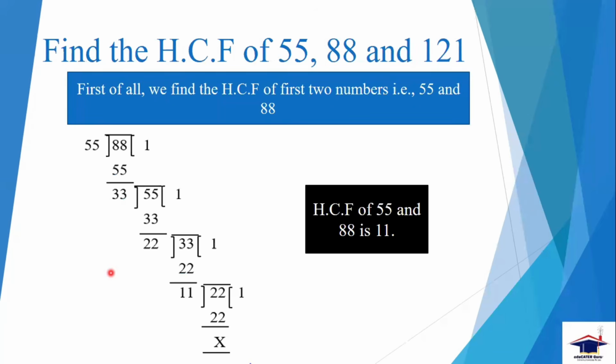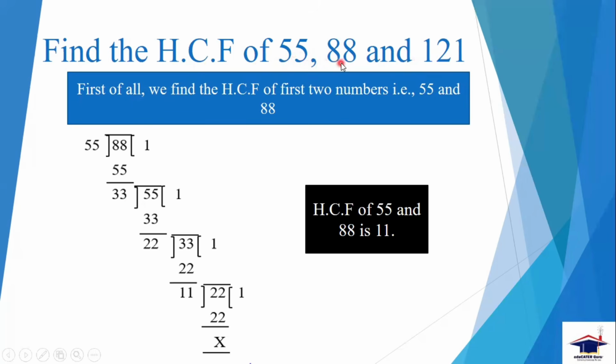Next, we'll take another example. Find the HCF of 55, 88 and 121. First we have to find the HCF of two numbers. Then, the last divisor between 55 and 88 is taken with 121 to find the HCF of all the numbers. So first we'll take the first two numbers, 55 and 88.